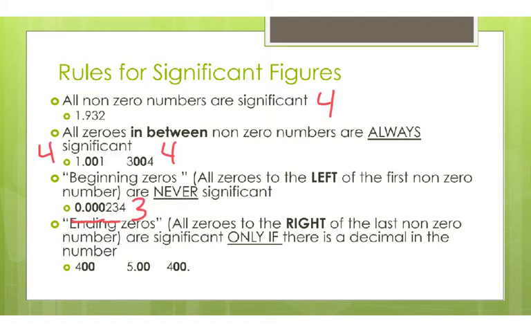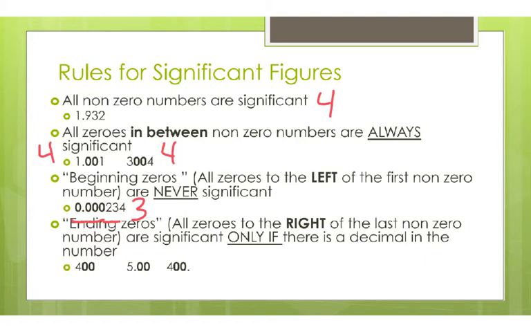The final rule is the one that I think can be the most tricky. We call them ending zeros, or in other words, zeros that are to the right of the last non-zero number are significant only if there is a decimal in the number. I just like to think of this as ending zeros. So if there are zeros at the end of a number, they will be significant if there is a decimal place. Now let's not be confused. Sometimes students say, well, are they to the left of the decimal or to the right of the decimal? It doesn't matter. As long as there's a decimal in the number, then ending zeros count.